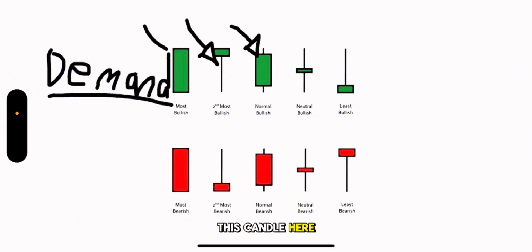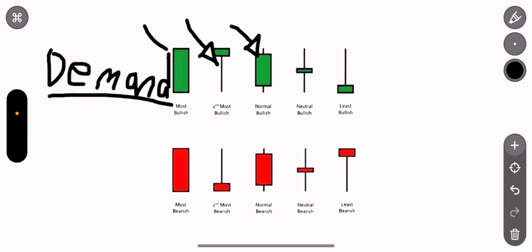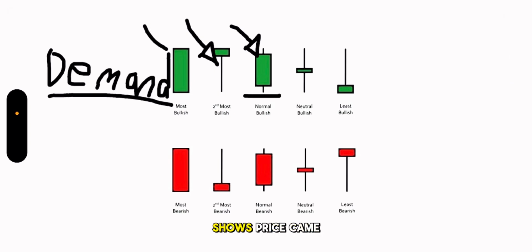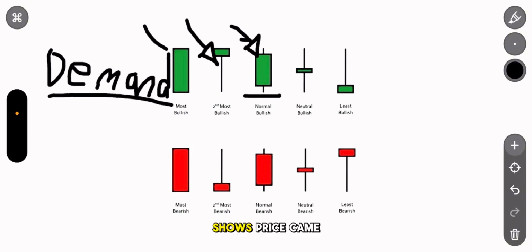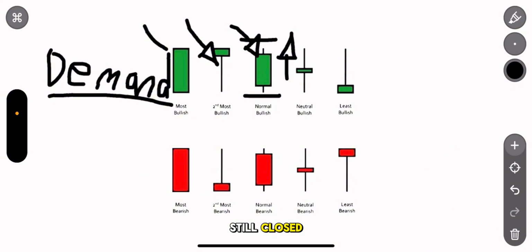This candle here is very good too, right? Because it shows price came down, rejected, shows price came up, rejected, but price still closed bullish, which means it's still closed pushing upwards on that candle, which means it's still a good rejection candle and it could potentially go in your direction, right?